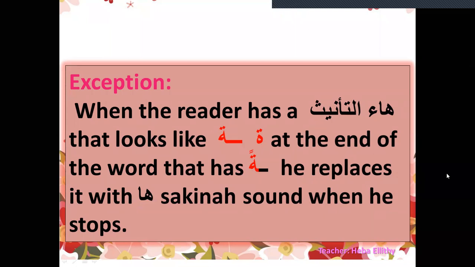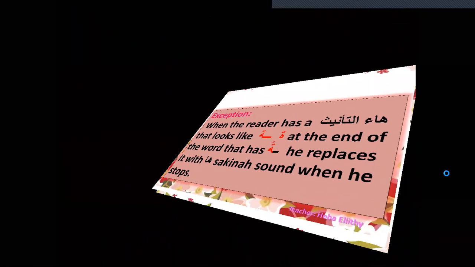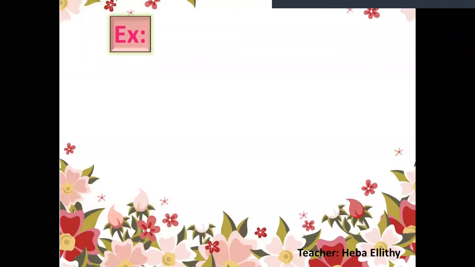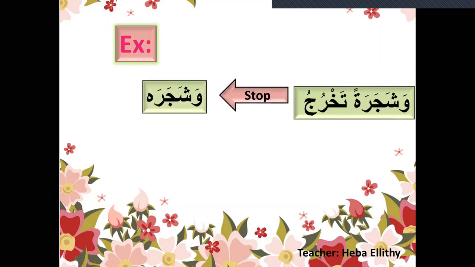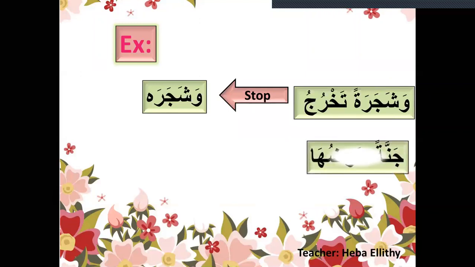Let's see examples to make it more clear. Examples here: وشجرة تخرج. When I connect, I follow the noon and tanween rules. When I stop, how will I stop on it? وشجرة. I pronounce it as if there is a هاء ساكنة in the end.